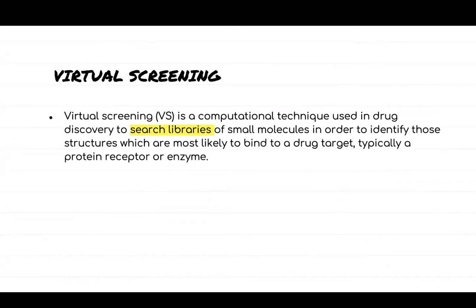Virtual screening is a computational technique used in drug discovery to search libraries of small molecules in order to identify those structures which are most likely to bind to a drug target, typically a protein receptor or enzyme. We can just simplify the whole process to be like finding out a ligand in a small molecular library using computer.